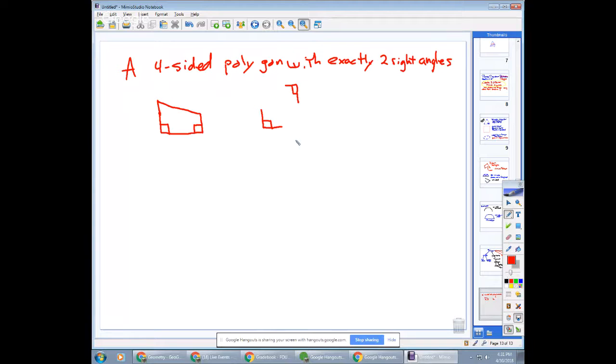You're supposed to figure out what this is. Can we name this polygon? Someone described the polygon for us and we're trying to name it as best we can. So I'm just kind of sketching 4-sided figures with 2 right angles.